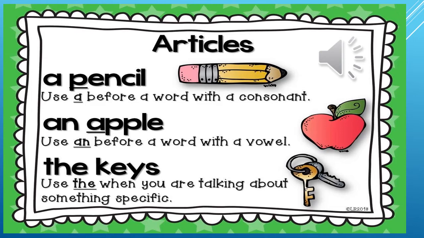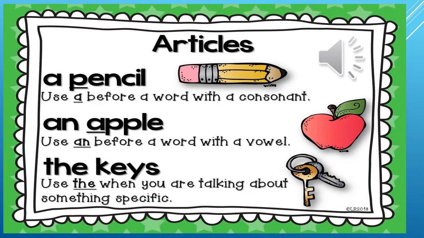A pencil. Remember, a and an show us the number 1. It's a singular use. Okay, a pencil means it's one pencil. We use a before a word with a consonant. So we need to look at the word. What is the first letter? P, pencil. It's the letter P, and that is a consonant. That is when we use the letter A.